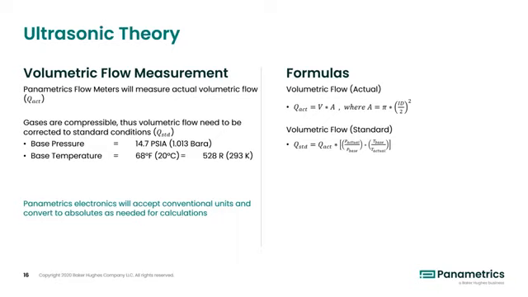But if local regulations or certain process requirements necessitate standard volumetric flow measurement, a live temperature and pressure input may be required. These, coupled with the desired standard or base conditions for temperature and pressure, are used to normalize the actual volumetric flow to standard conditions. In addition, when required, Panametrics electronics can accept conventional gauge pressure units and convert to absolutes as required.